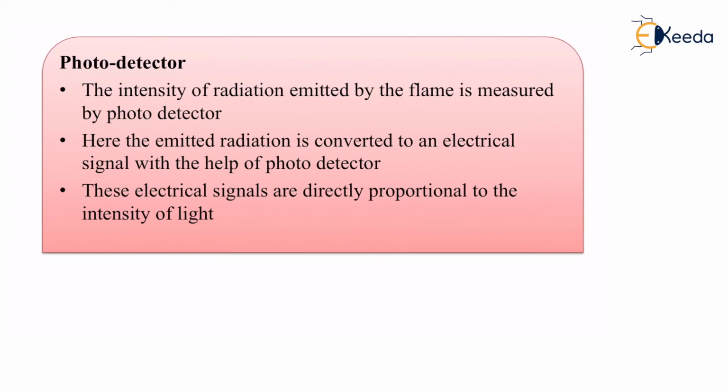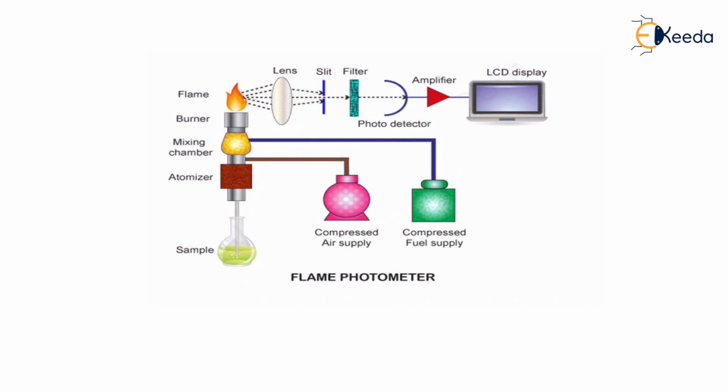These electrical signals are directly proportional to the intensity of the light. So this is how we actually measure the intensity of the light. And because we measure the intensity of the light, we come to know the concentration of the atoms in it as well. This is how exactly a flame photometer works.